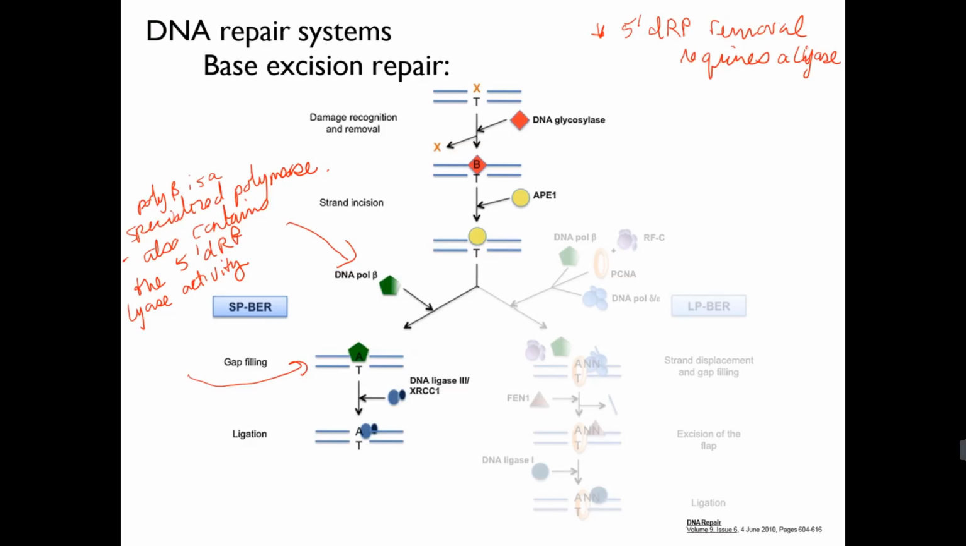So that's done by the polymerase, and then what remains after gap filling is a nick. And the nick is then readily sealed by a DNA ligase. So the nick is sealed by the ligase. This is actually termed short patch, or SP, because only one nucleotide is replaced.